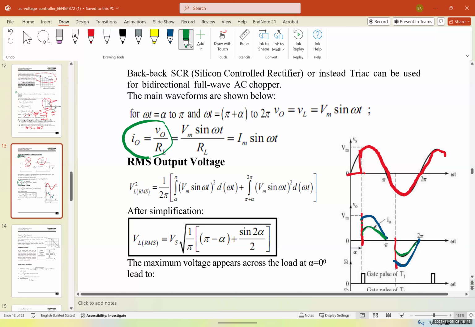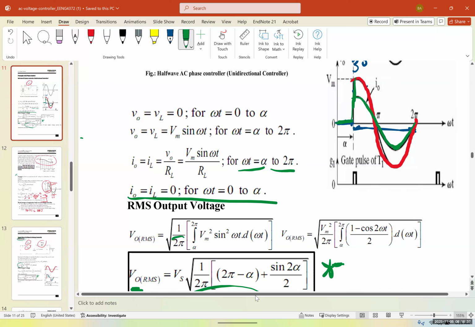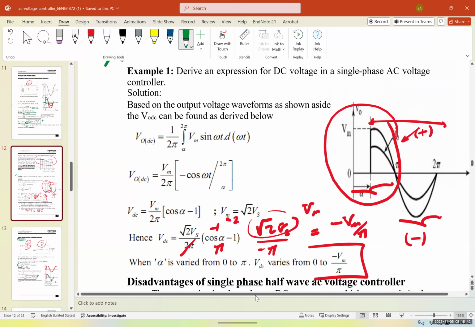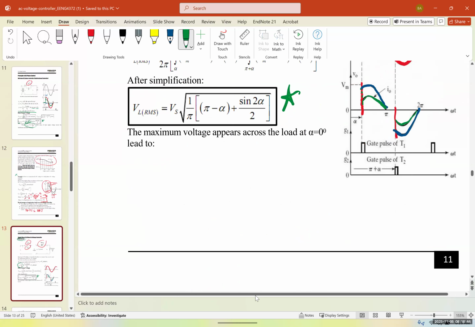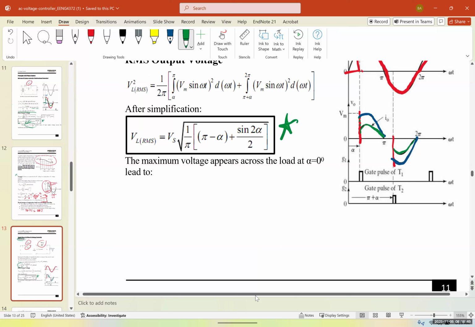Now, this equation may look very similar to the previous one. The only difference between the half wave and the full wave, if you want to memorize or learn this equation, is in half wave, this part was 2 pi minus alpha over and 1 over 2 pi. So if I go back to that equation, you can see it's 1 over 2 pi and 2 pi minus alpha. Here, we just find it in each cycle, so it's 1 over pi times pi minus alpha plus sine of 2 alpha.